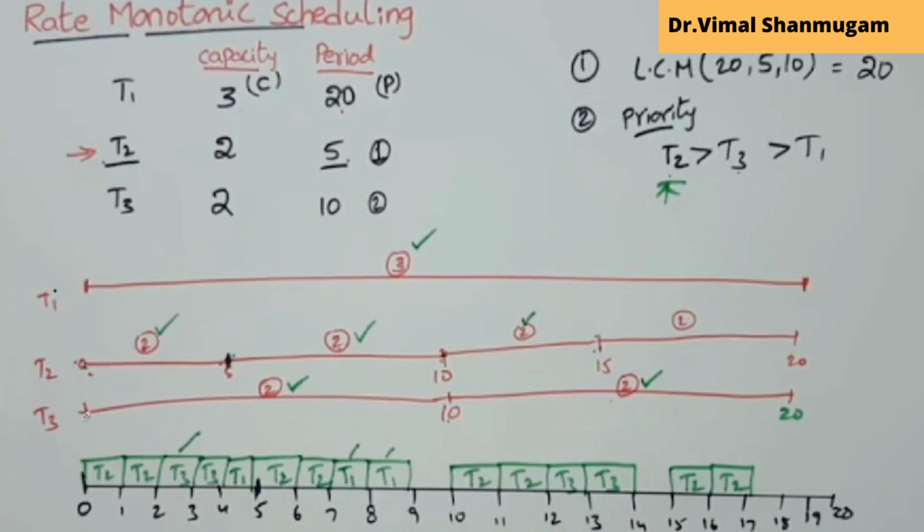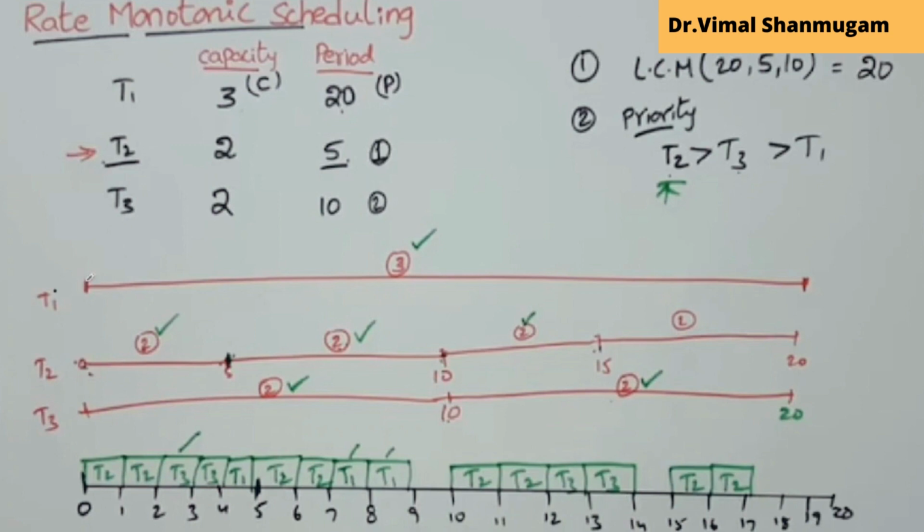In T3 also you can check: from 0 to 10 minutes, it is accessed 2 times. See here, we have accessed the CPU 2 times, from 2 to 3 and 3 to 4. Okay, then in another 10 minutes, 10 to 20, it is accessed. T3 is given the CPU at 12 to 13 and 13 to 14. So the T3 execution is also completed.